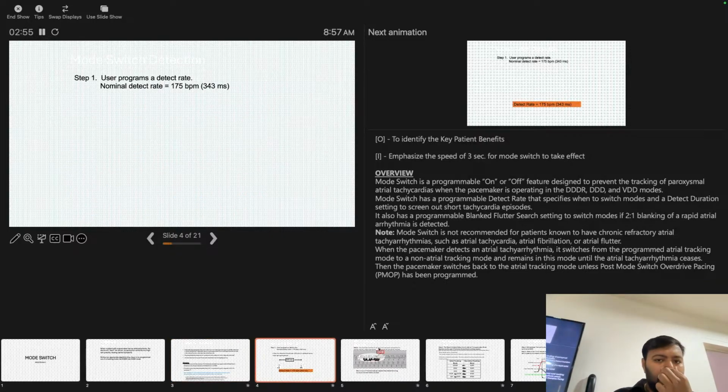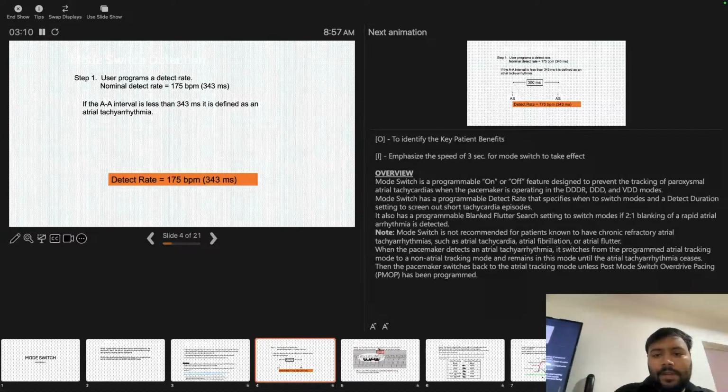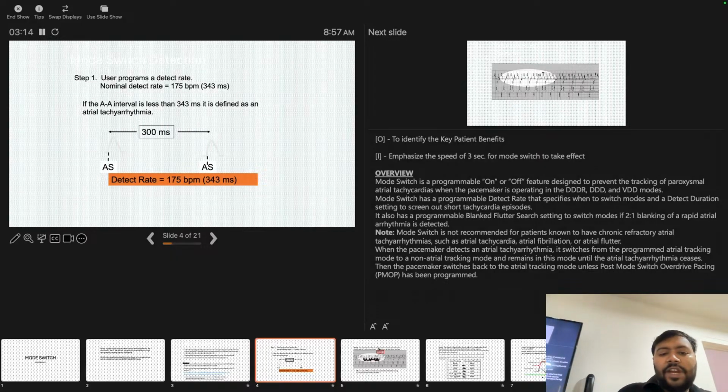Here we will see how mode switch works step by step. Here we are programming our normal detection rate of 175 beats per minute, which is 343 milliseconds. If the A to A interval is less than 343 milliseconds, which is more than 175 beats per minute, the device will switch into non-tracking mode. Here you can see this.